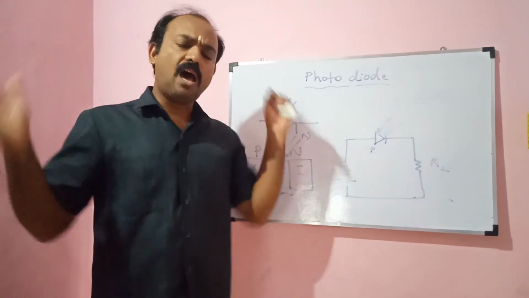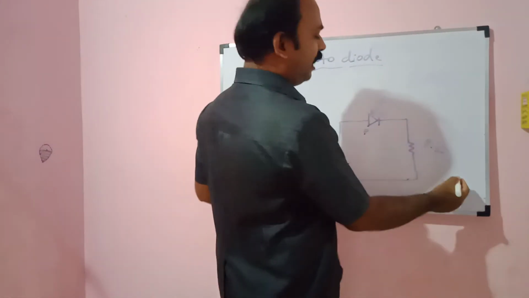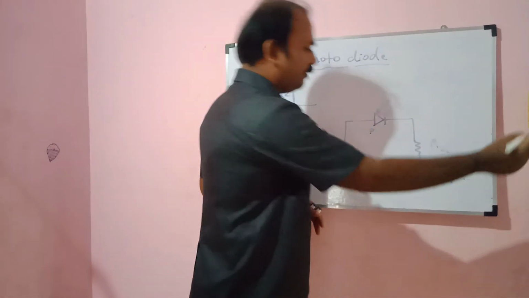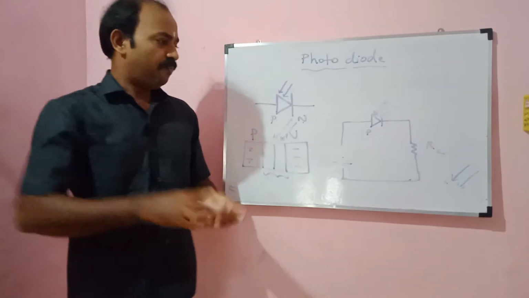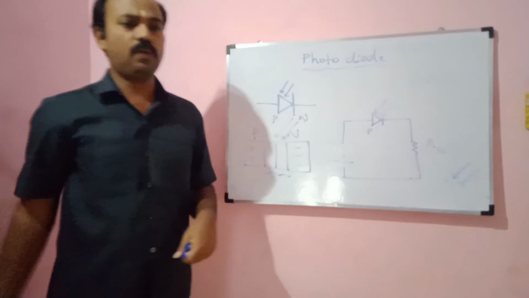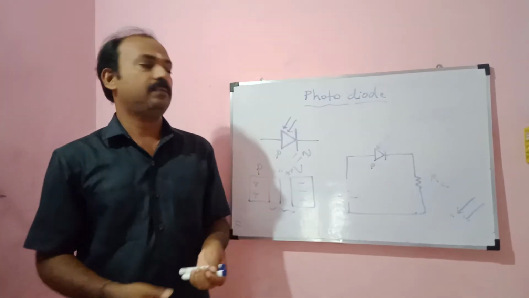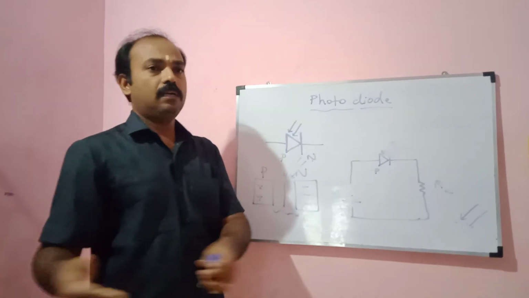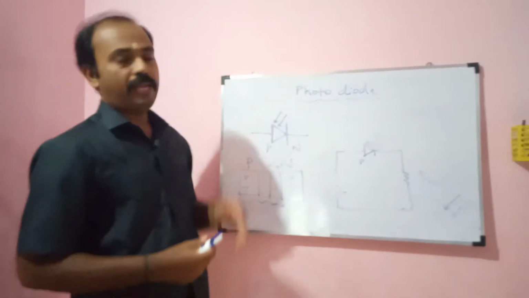Suppose we need a large amount of current in the output, that means we want to give more light. If we supply a large amount of light on this photodiode junction, automatically the electron-hole pairs are going to be created in large amount. As a result of that, a somewhat larger reverse current will be produced in the photodiode.